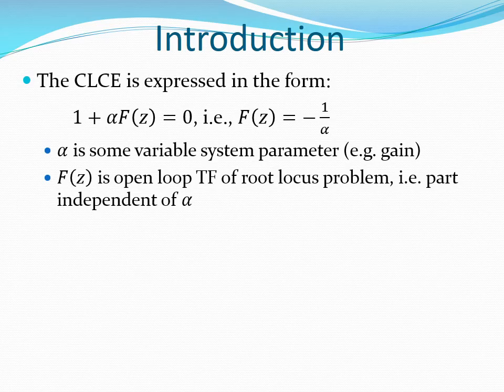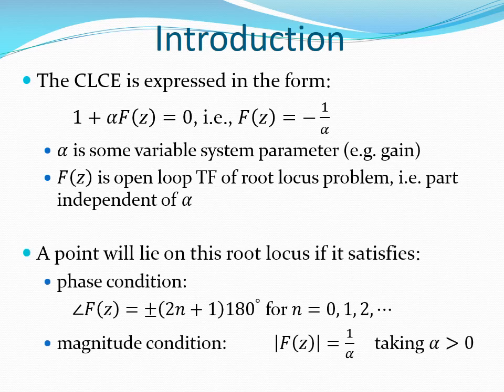To obtain the root locus problem, the closed-loop characteristic equation is expressed in the form 1 plus alpha F(z) equals 0. Alternatively, it can be expressed as F(z) equals minus 1 over alpha. Alpha is some variable system parameter such as gain. F(z) is known as the open loop TF of the root locus problem. It is the part of the closed loop characteristic equation that does not depend on the variable system parameter.